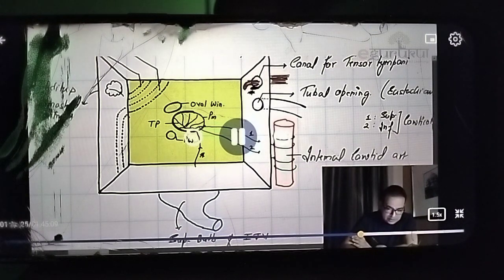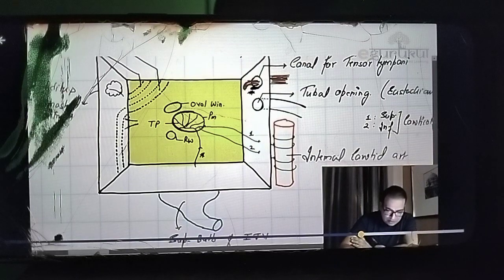Guys, please pay attention to all these things here. There is a prominence which is present on which wall? On the posterior wall, but very close to the medial wall, toward the medial side.